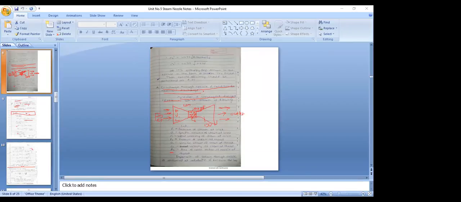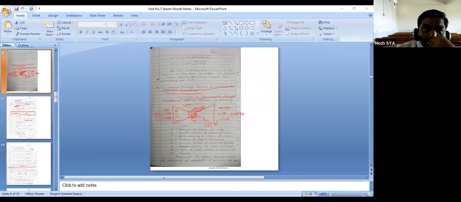It converts thermal energy of steam into kinetic energy of steam by increasing velocity. So it is a device which converts thermal energy of the steam into kinetic energy, by increasing the velocity. Whatever expansion of the steam is taking place, it is taking place in the nozzle only. Whatever isentropic expansion we are assuming in the vapor power cycle in the turbine, actually it happens in the steam nozzle.